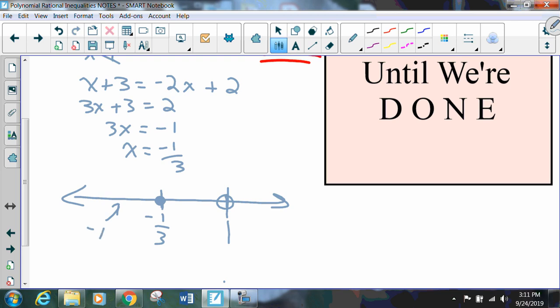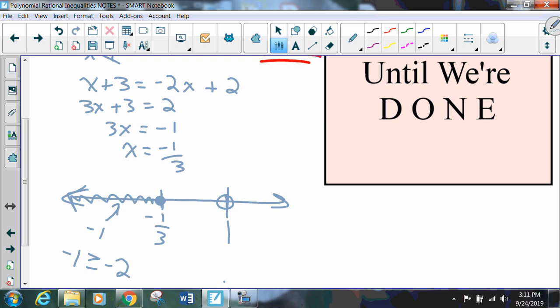To the left of -1/3, I put -1. When I plugged it into the left side of the inequality, I got -1. Is -1 greater than or equal to -2? Yes, it is. And if you kind of get confused with the negative numbers, just think about a number line. -1 is to the right of -2, so it is larger.